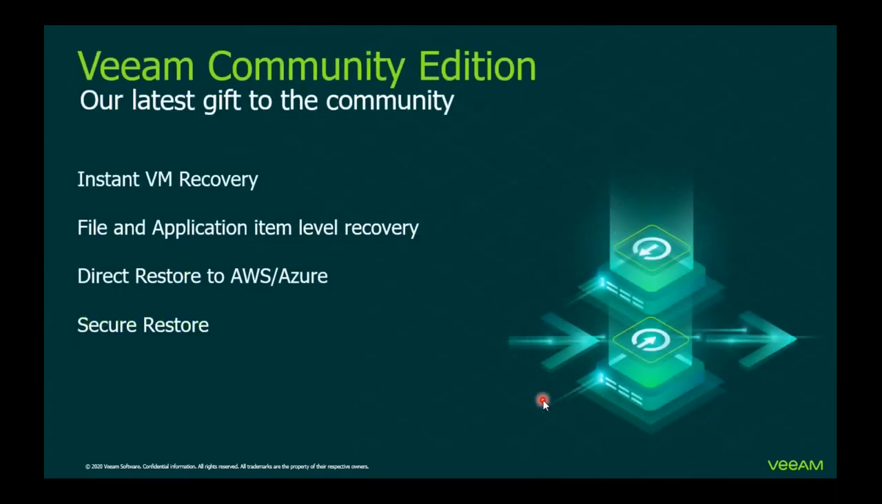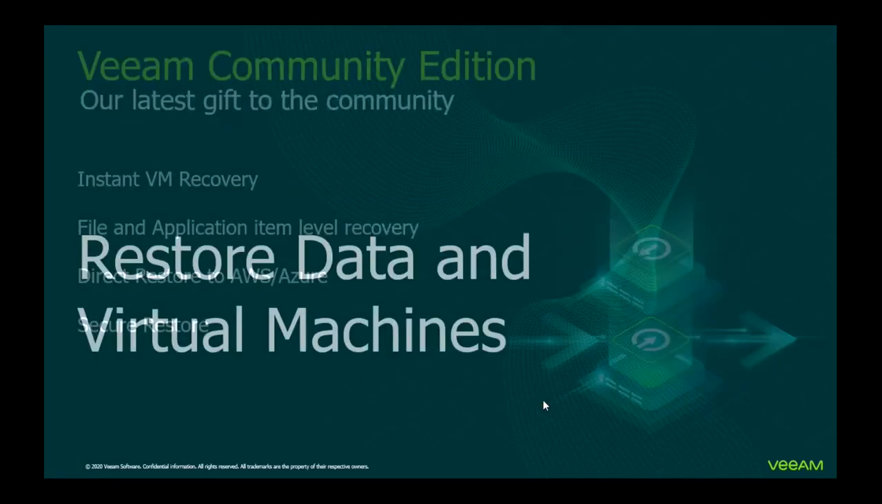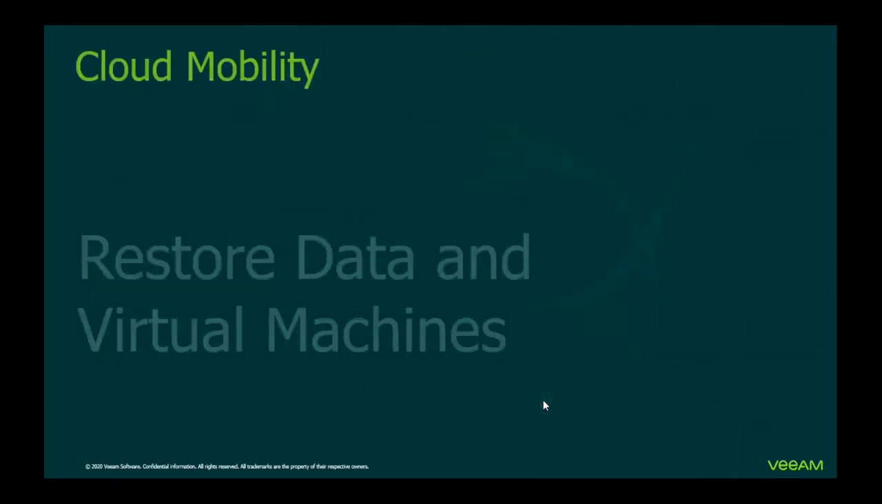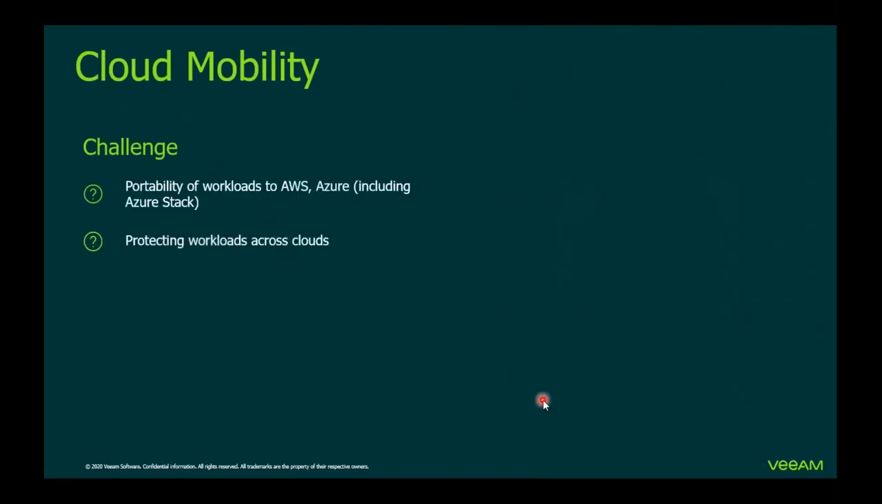Veeam Community Edition, which is a free edition for everybody, gives you lots of restoration features. With Veeam Community Edition, you can do instant VM recovery, direct restore to AWS and Azure, secure restore, and file and application item level recovery. This is free of cost if you have a backup available with you. Now, restoring data and virtual machines.